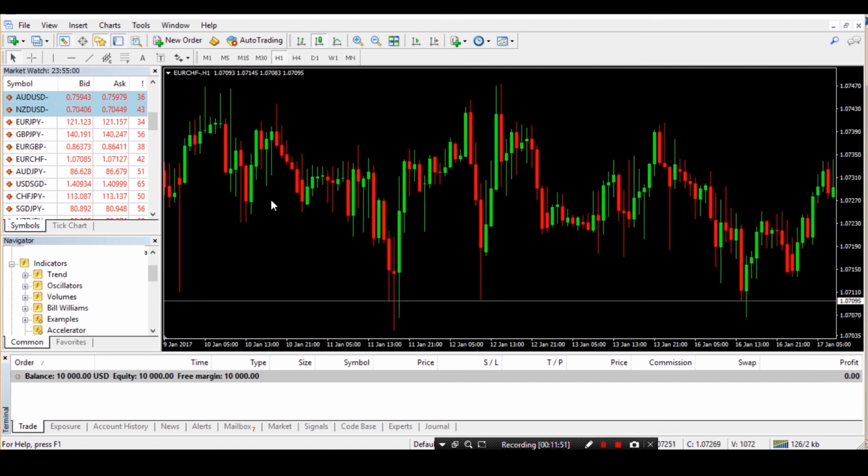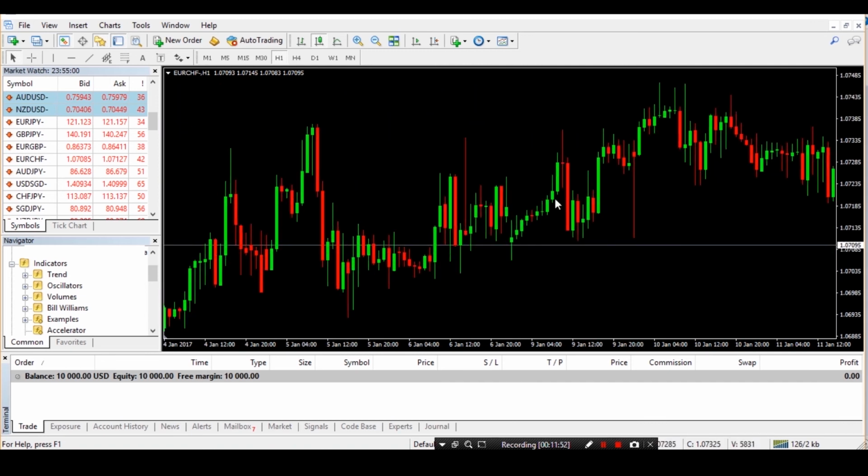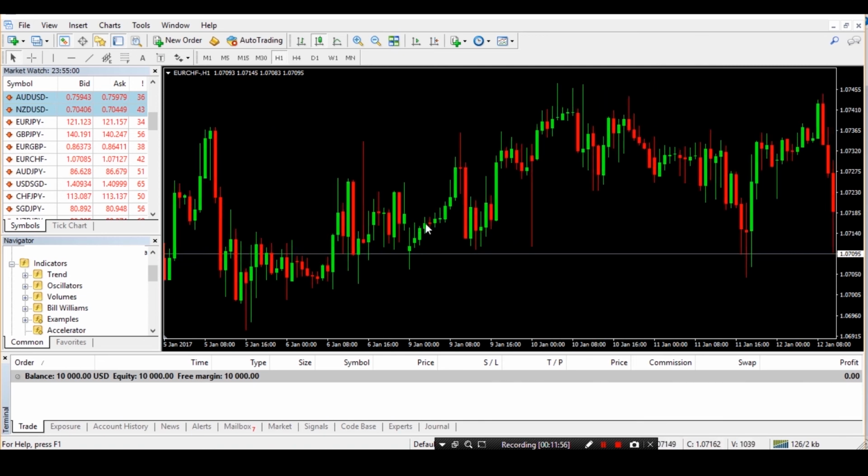Well, over here we have got a gap. Can you see that there is a space in the market? Now notice that there are shadows here, but because our open and our close is not on the same level, we know that that is a gap.